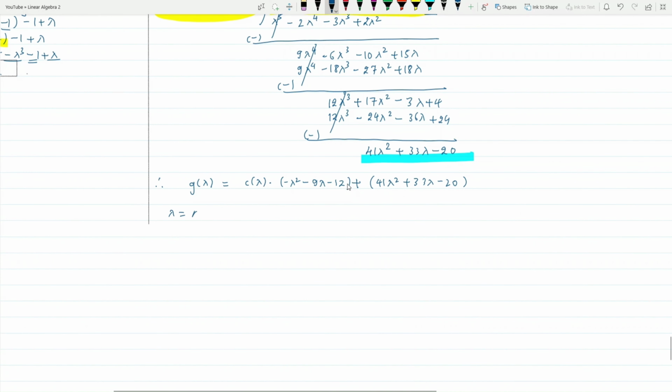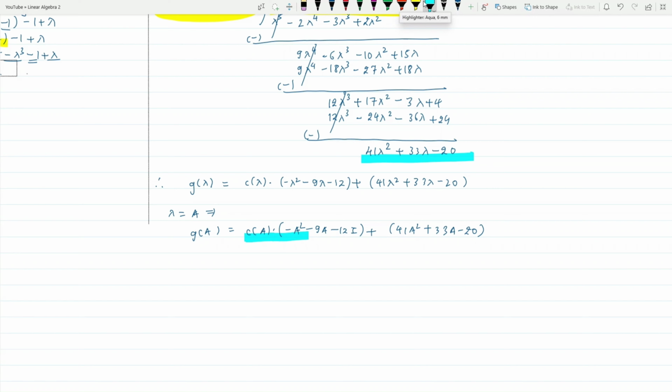If we replace lambda by A, we are going to get g of A is equal to c of A times minus A square minus 9A minus 12 times I plus 41A square plus 33A minus 20. And by the Cayley-Hamilton theorem, we know that c of A is 0. So c of A multiplied by this quadratic polynomial in A will be 0. So g of A reduces to only 41A square plus 33A minus 20I.